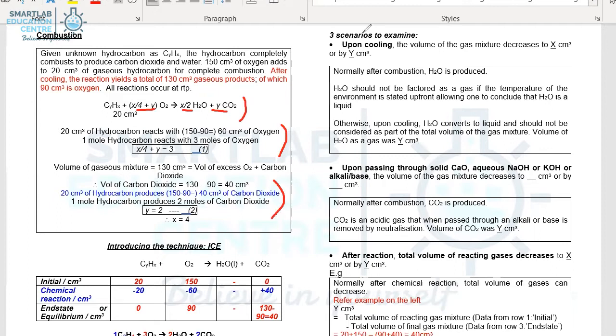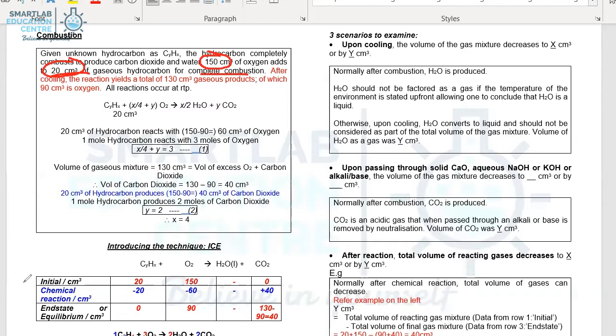What we want to focus on is to introduce the ICE table as a technique for solving the question. So in these questions, it is given that 20 cm³ of your gaseous hydrocarbon undergoes complete combustion, which means the 20 cm³ is used up. And 150 cm³ of oxygen is initially added to the reaction.